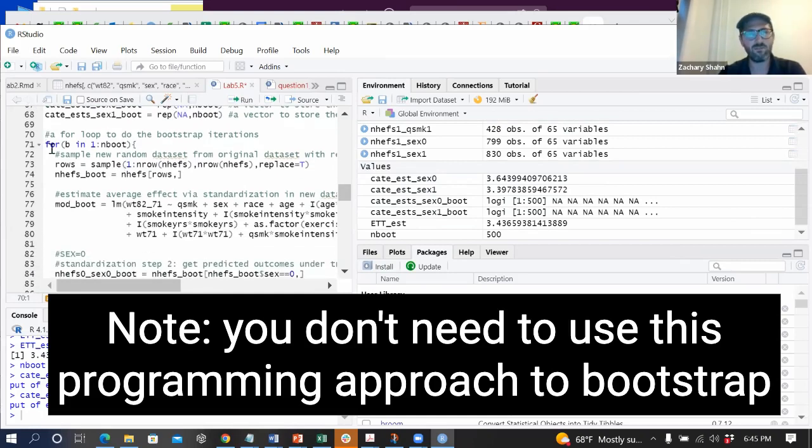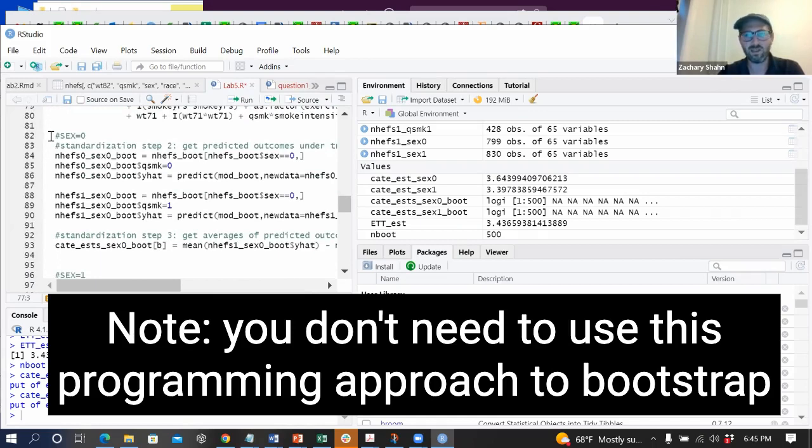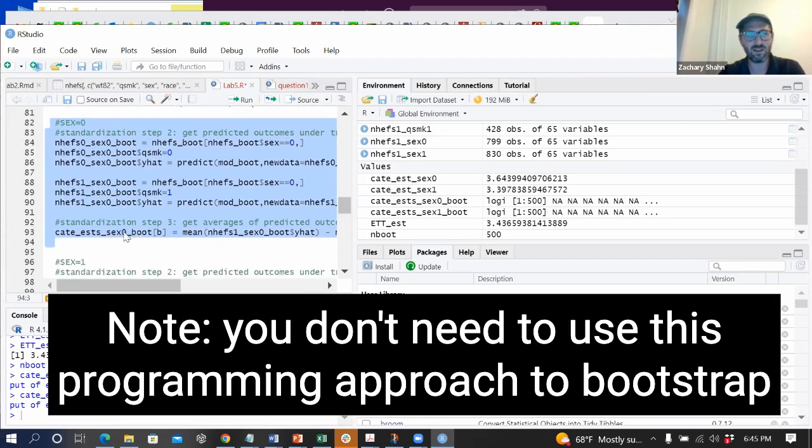And then we're going to have a for loop where for each iteration, we make a new data set, a bootstrap data set, resampled from the original, and we fit a model, and then we just do exactly what we did outside of the bootstrap. In this section of code, it's the same thing as before, but just with the bootstrap data set. We estimate the effect of quitting smoking in men and then store it in that vector.